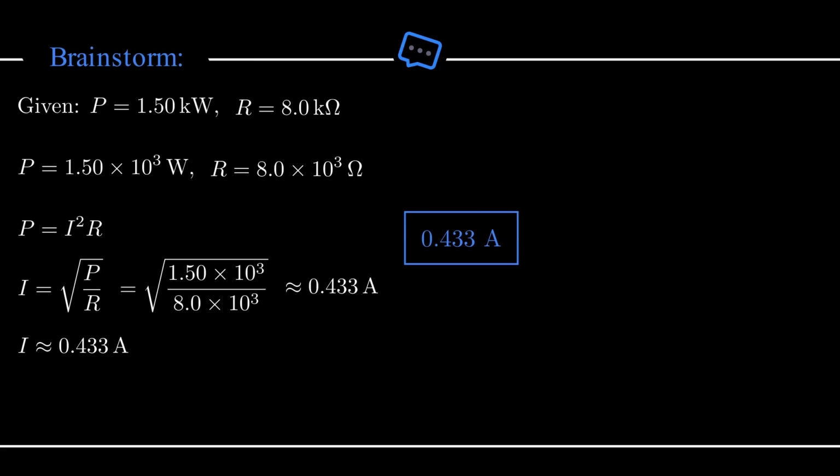What did we do? First, we identified that the quantities given were power and resistance, and we needed to find the current. Then, we converted the values from kilowatts and kilo ohms into standard SI units of watts and ohms. Next, we used the electrical power relation, power equals current squared multiplied by resistance, and rearranged it to make current the subject. Finally, we substituted the numerical values and evaluated the square root to obtain the current.